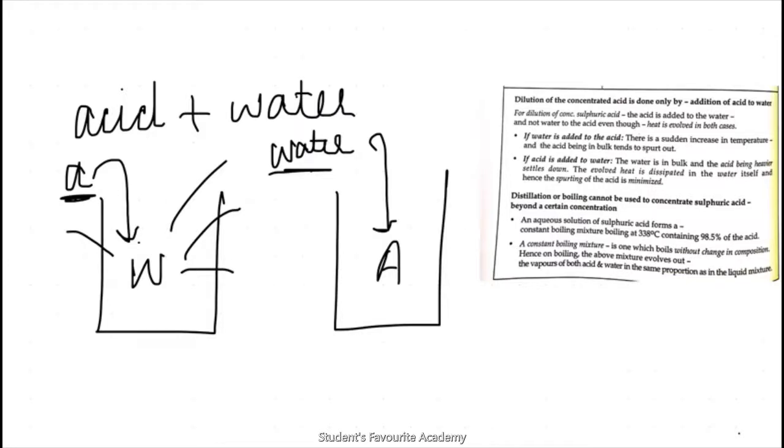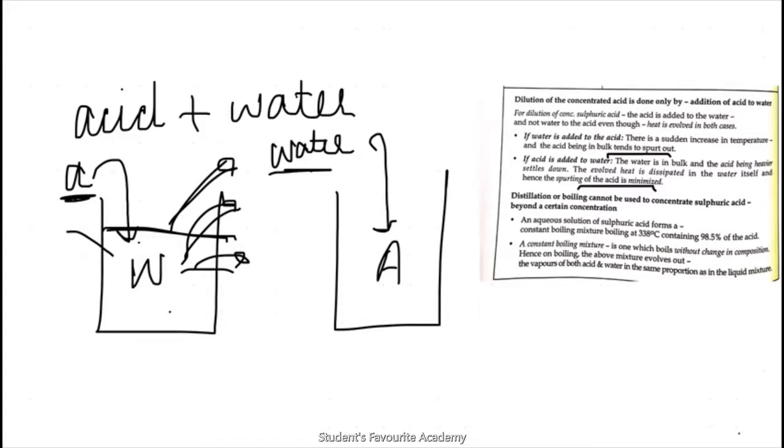Okay, and then what is happening? See here, if water is added to acid, there is a sudden increase in temperature, and the acid being in bulk tends to spurt out. If acid is added to water, the water is in bulk and the acid being heavier settles down. The heat evolved is dissipated in water itself, and hence the spurting of acid is minimized. So what is happening here? Here also the water is getting spurted out, but it is minimized, because whatever heat is being generated is being cooled down by the water. So we want the spurting out to be less, and that is why we are adding acid to water.